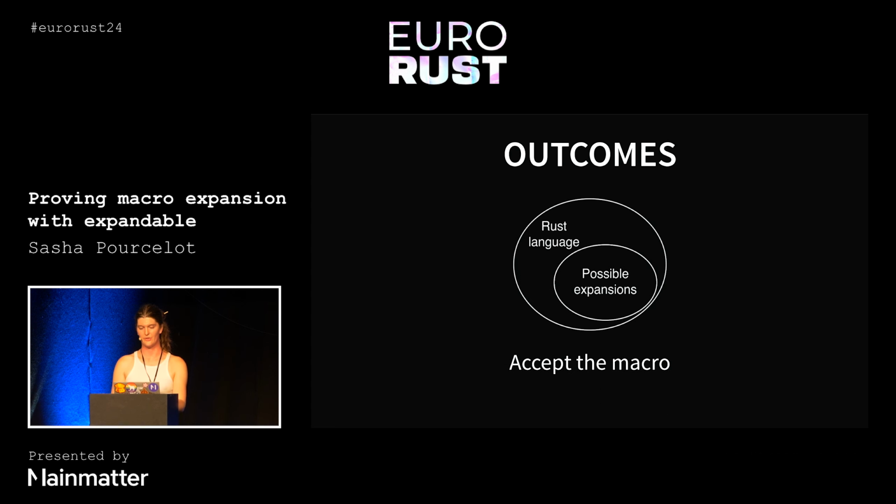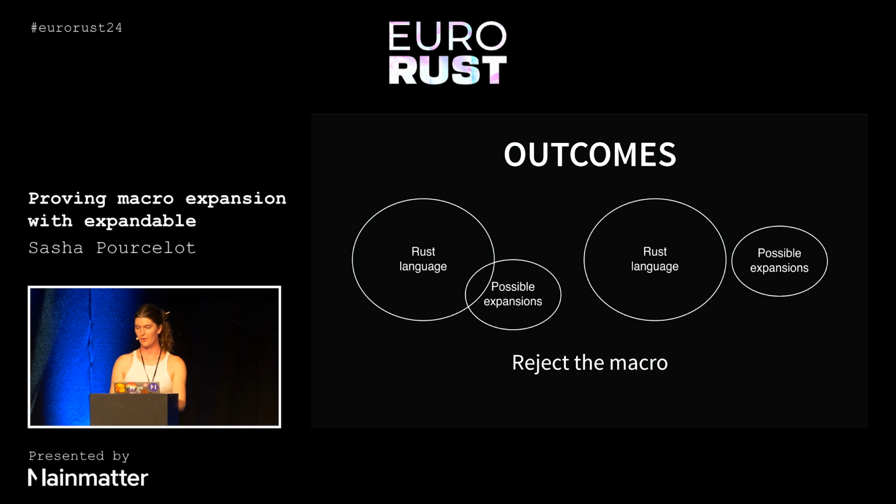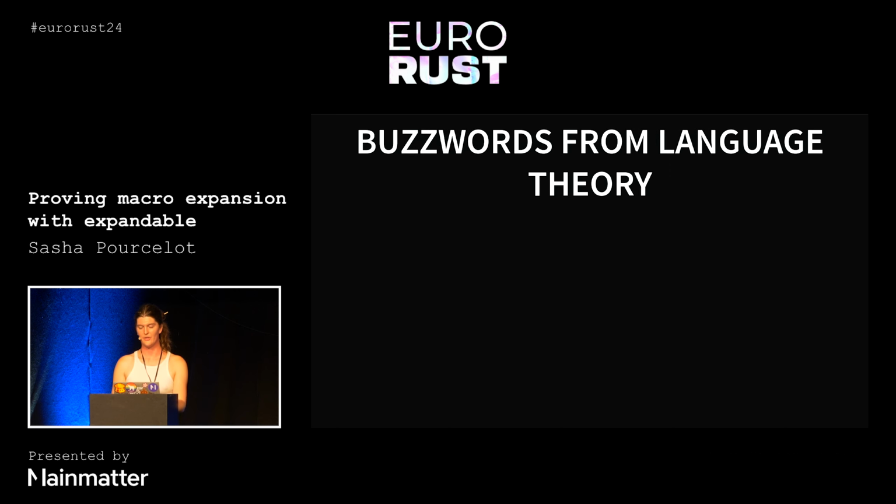For instance, if it is able to prove that all the possible expansions of the macro are part of the Rust language, then it could accept the macro. And on the other hand, if it detects that one or all the possible expansions of the macro do not belong to the Rust language, then it could just reject the macro. Now, let's see what language theory tells us about this very problem.